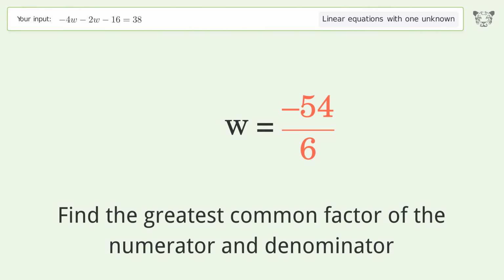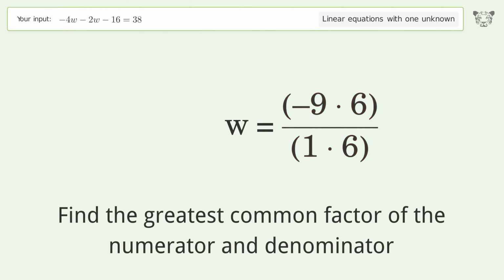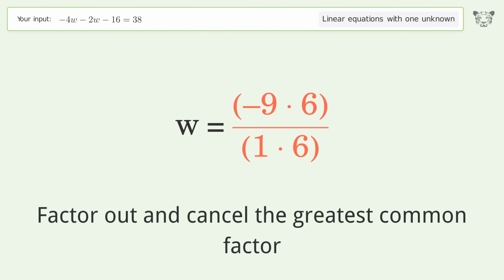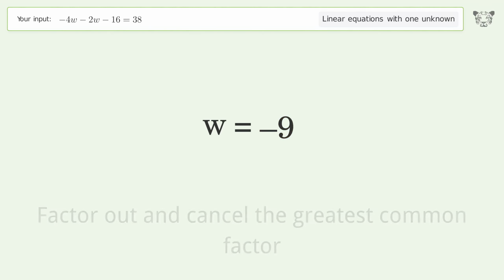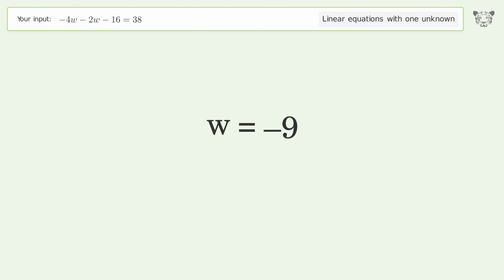Find the greatest common factor of the numerator and denominator. Factor out and cancel the greatest common factor. And so the final result is w equals -9.